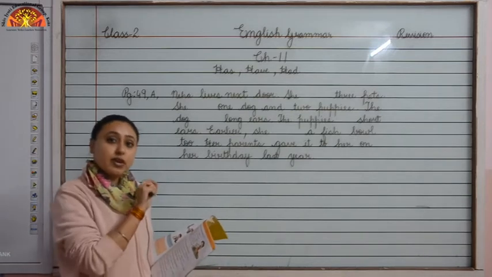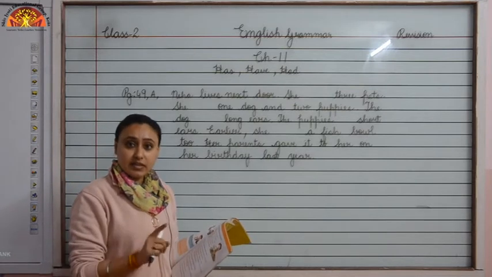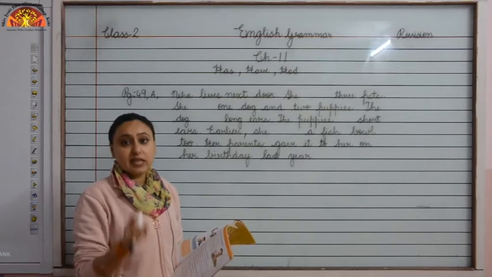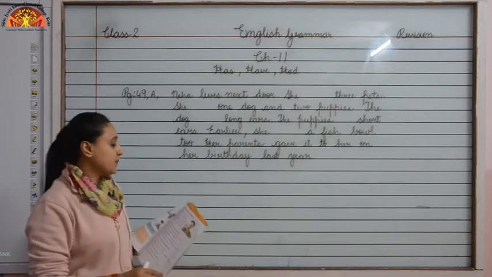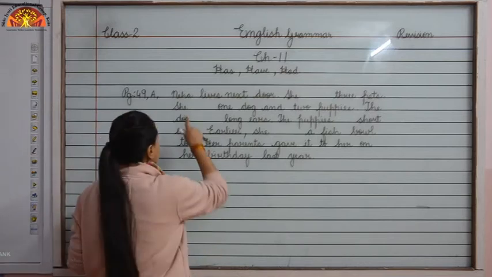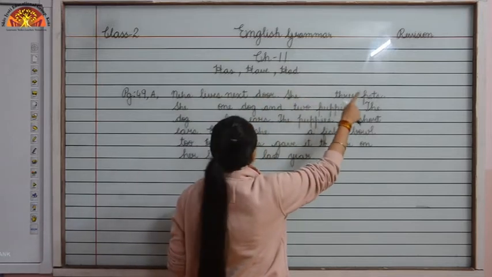So children, first you have to read the sentence carefully, then you have to judge whether the sentence is of present tense or past tense, then you have to use has, have or had. Okay, now look over here. Neha lives next door. She dash 3 pets.